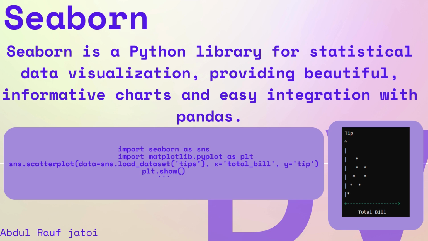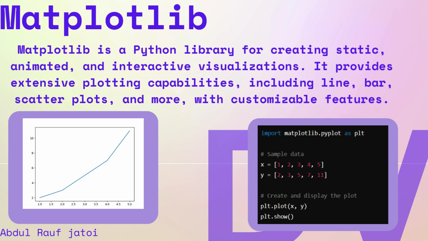You can see the x label is the total bill and the y label is the tip. Now you can see plt.show will show the graph, and you can see the graph here on the right side where you can see the tip and the total bill, and you can see the lines. This is a simple graph with Seaborn, but we can create many more visually appealing graphs with Seaborn. Okay, so let's see now what Matplotlib is.